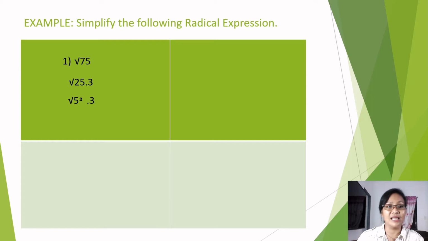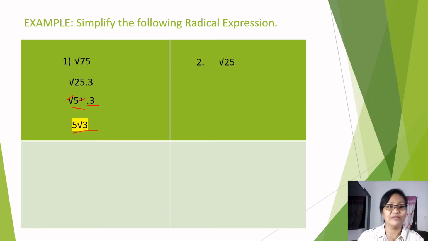Next, extract the root of the perfect number. So how do we know if it is a perfect root? If the exponent and index are the same, then it is a perfect root. So 5 now is a perfect root, so we simply cancel the radical sign and the exponent 2. And of course, the number that is not a perfect factor will remain inside the radical sign. Therefore, we have 5 square root of 3.